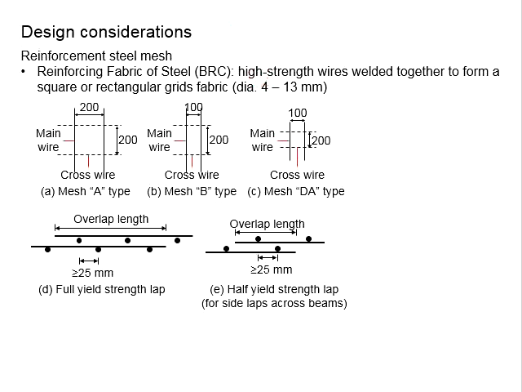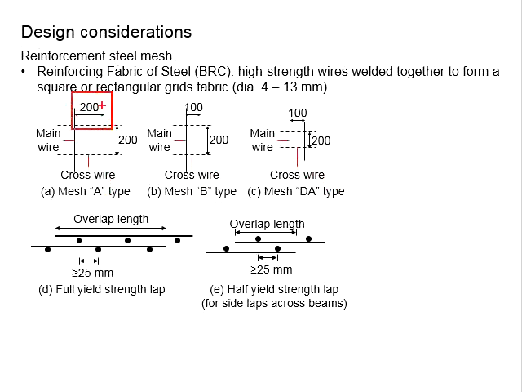The typical size will be from 4 mm to 13 mm, in which case the whole piece of BRC can simply be laid onto the slabs without requiring you to do the lining up and tying together, as they come in the grid itself. There are basically three main types of BRC that you can have in the industry: mesh A type, mesh B type, and mesh DA type.